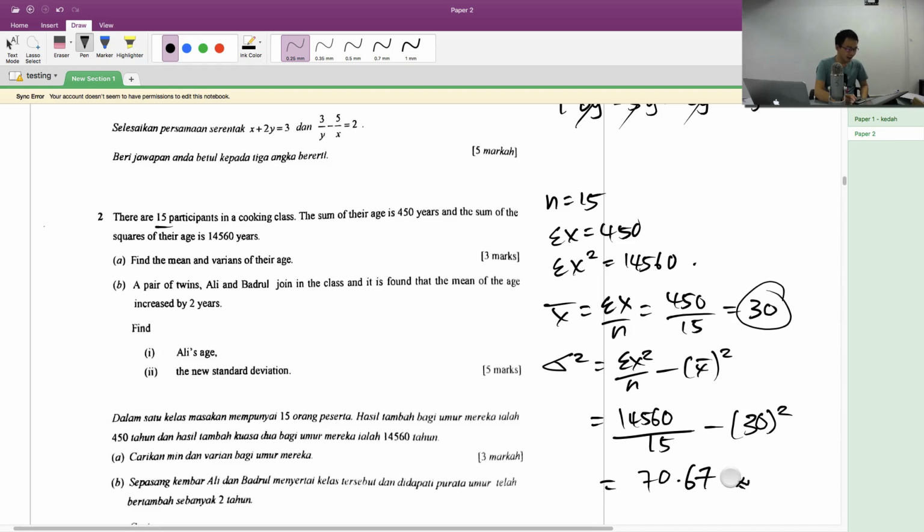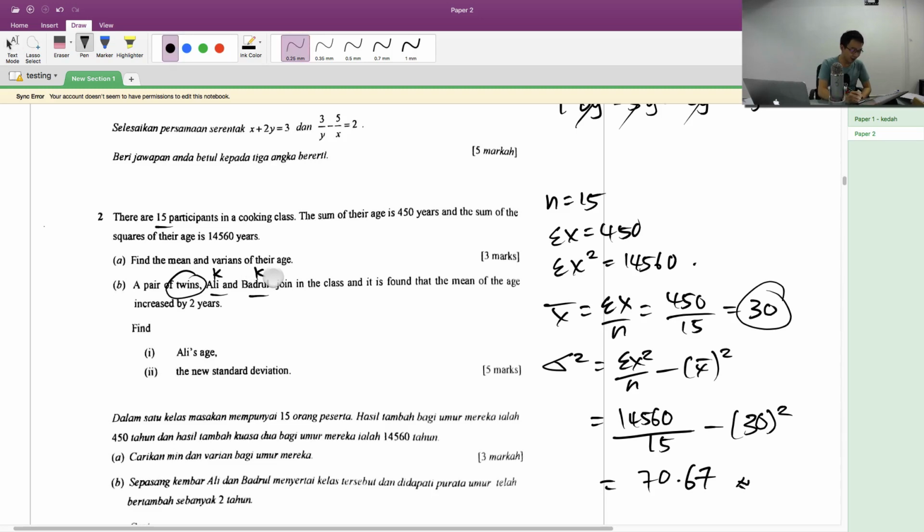After that, a pair of twins, Ali and Petrol, join the class, and it's found that the mean age increased by 2. So they want Ali's age. But there's something very important you have to pay attention to in just a single word here, which is twins. Twins means both of them will have the same age. That's why we call them twins, because they were born on the same day. So if I call the age of Ali K, this one is just another K.